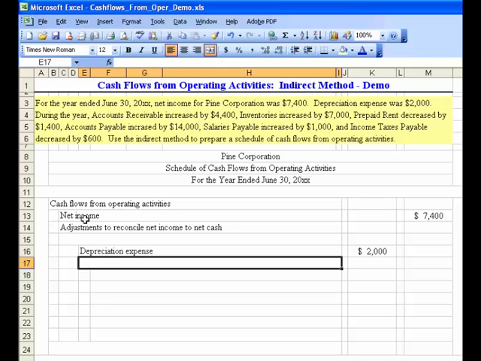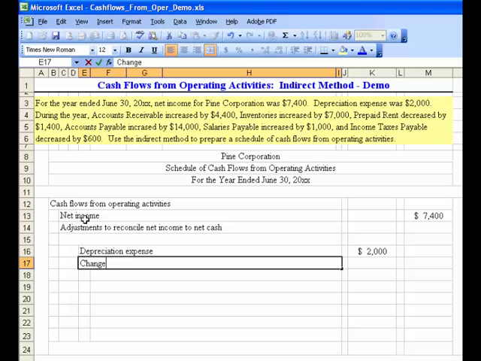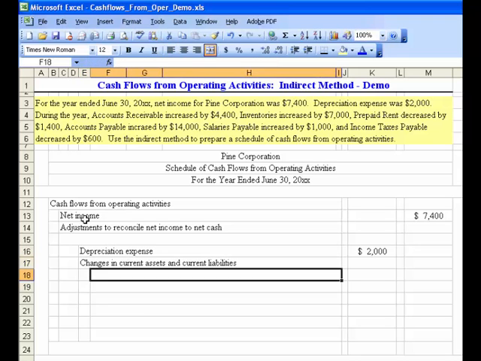Accounts receivable increased by $4,400, inventories increased, prepaid rent decreased. Okay, what we're doing here is walking through the current assets. So at this point, I'm going to add a label and call it changes in current assets and current liabilities. We have the first change is accounts receivable. We have an increase in accounts receivable.